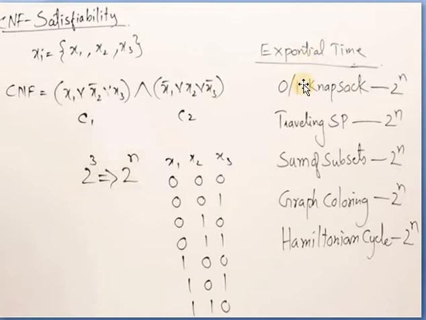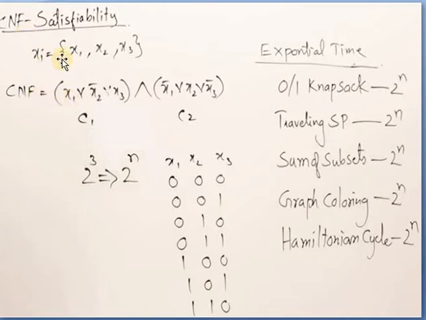To relate these exponential time problems to each other, we should have a base problem. We need some base problem that is similar to it. So we will take a base problem as a satisfiability problem. Now what is a satisfiability problem? Satisfiability problem is basically a CNF formula. It is a propositional calculus formula using Boolean variables x1, x2, x3.